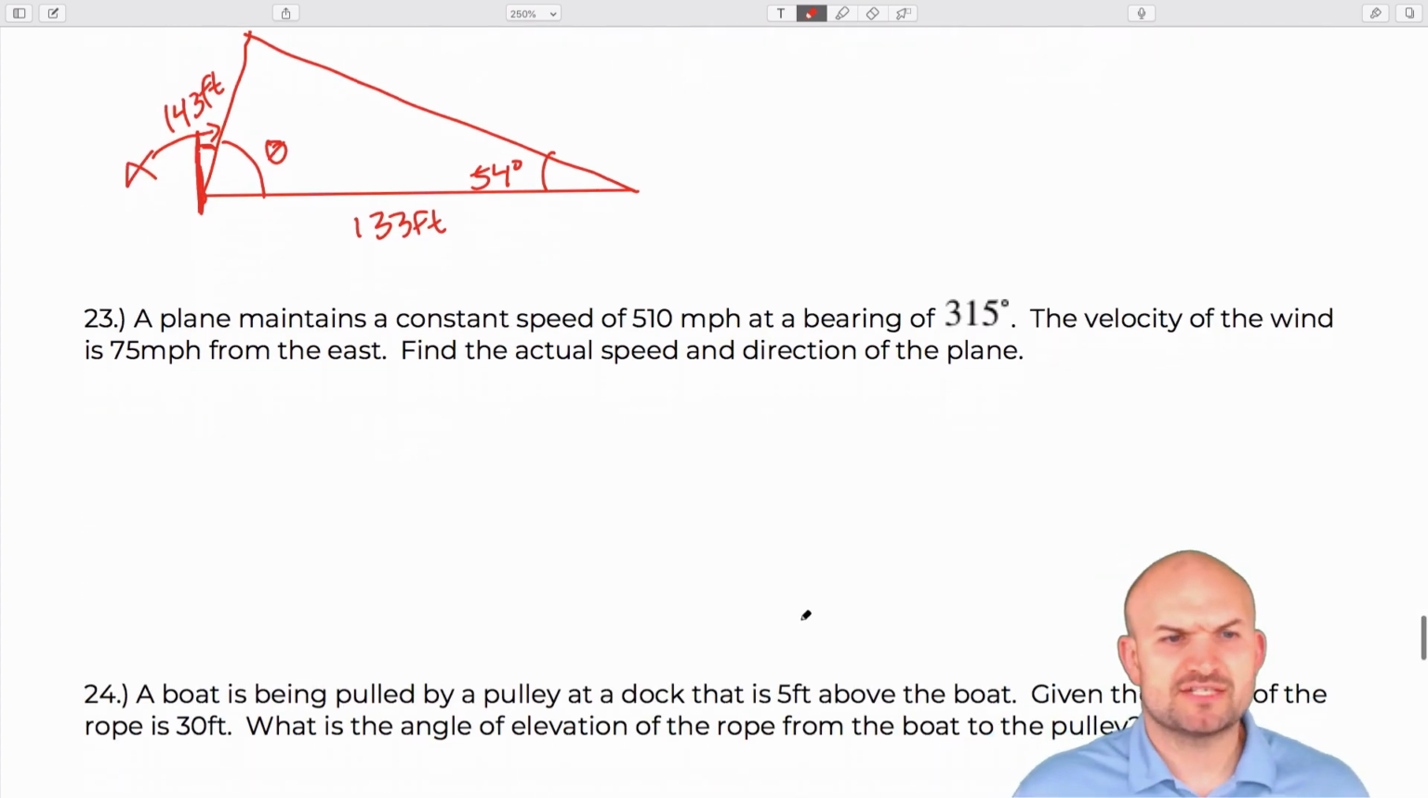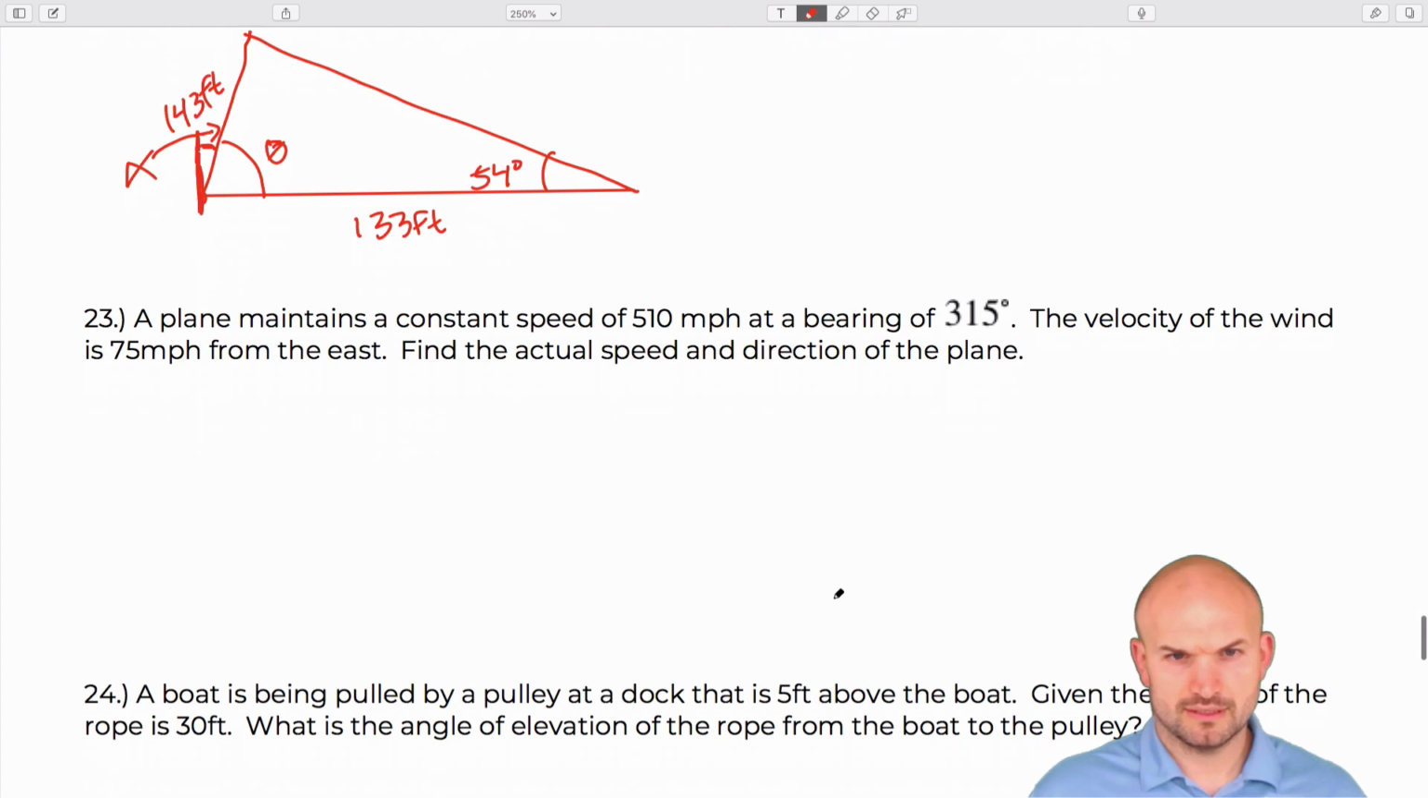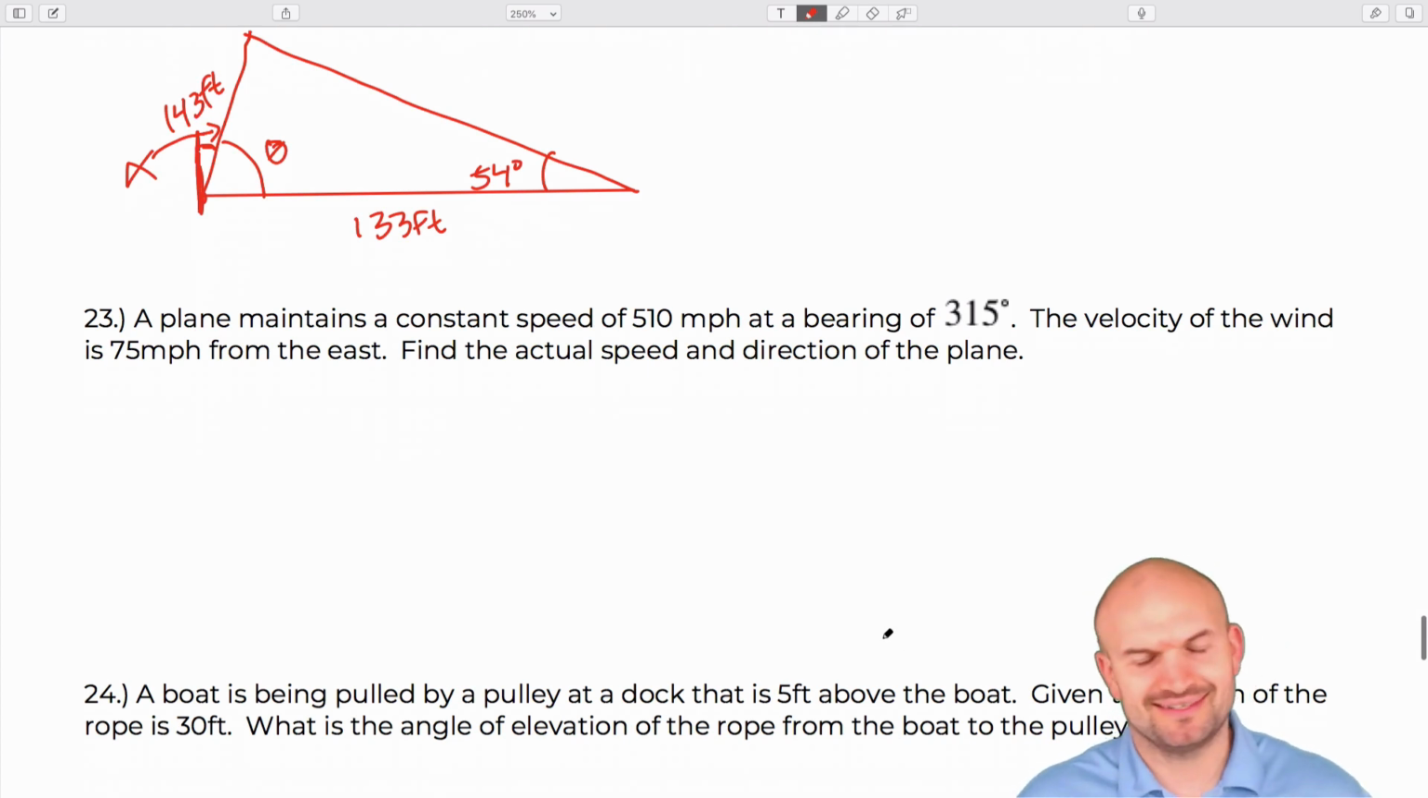All right, the next one is a plane. A plane maintains, I don't know. I'm losing it, I guess, doing so many of these problems.